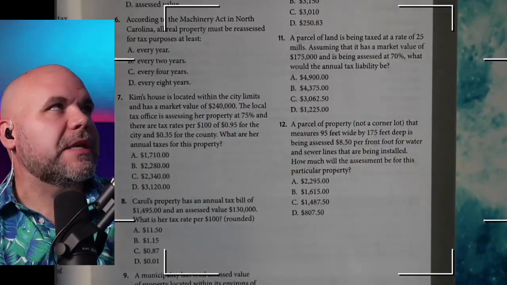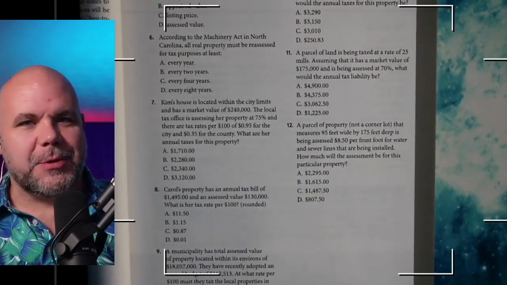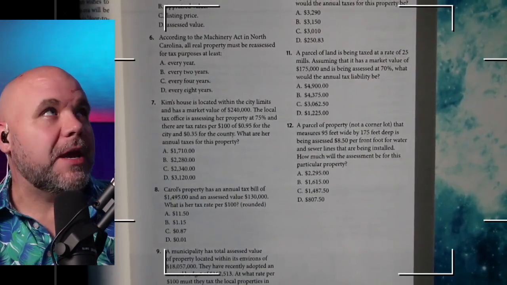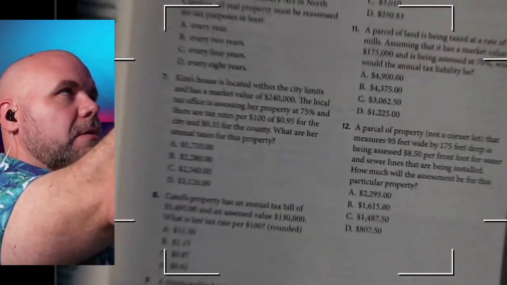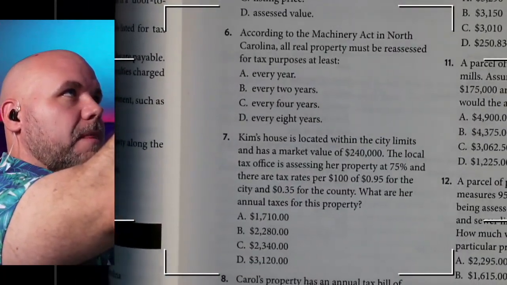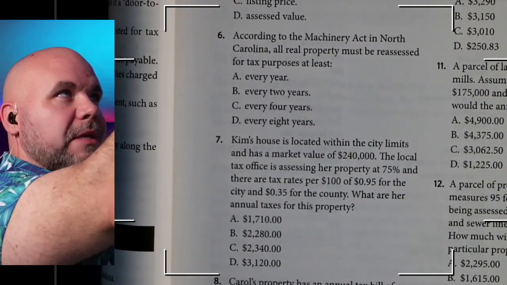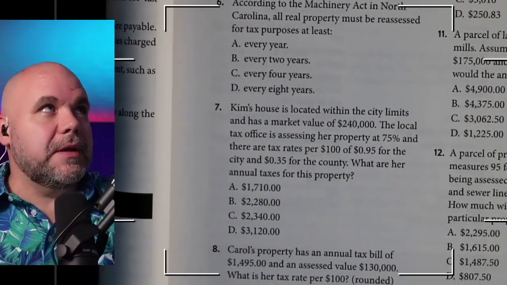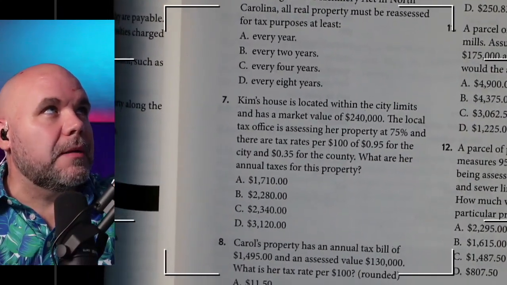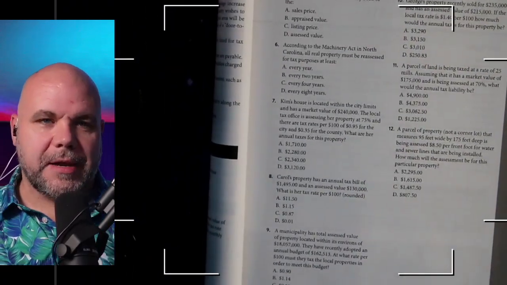What about number 6? Not a math problem, sort of a math problem because it's about math, but it doesn't require a calculation. There could be lots of math problems that don't require a calculation. According to the Machinery Act in North Carolina, all property must be reassessed for tax purposes. How often? D, yeah. Did you say D? Every 8 years? Yes. It's called octennial reappraisal. Every 8 years.